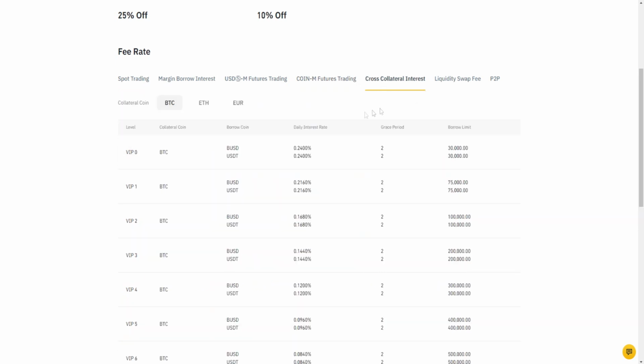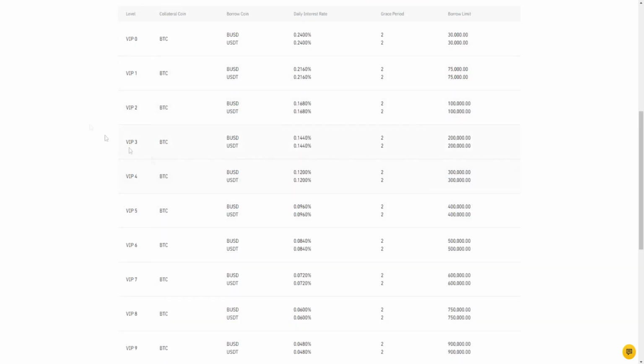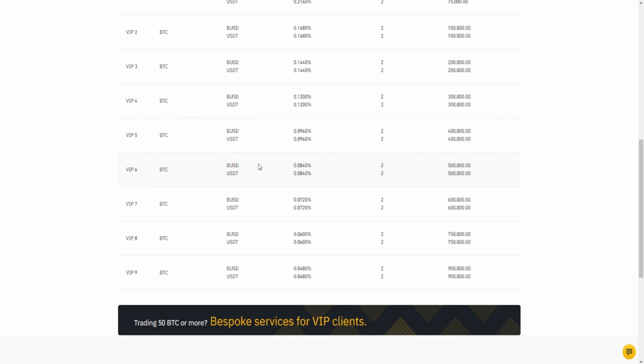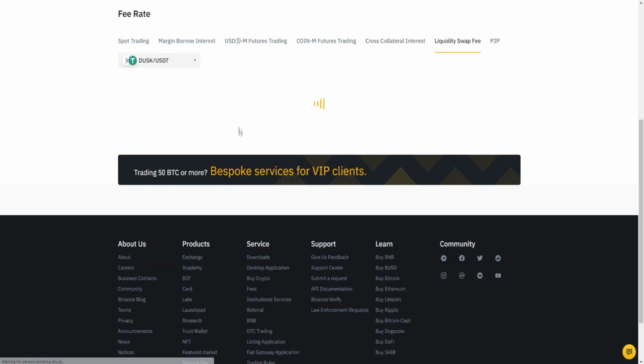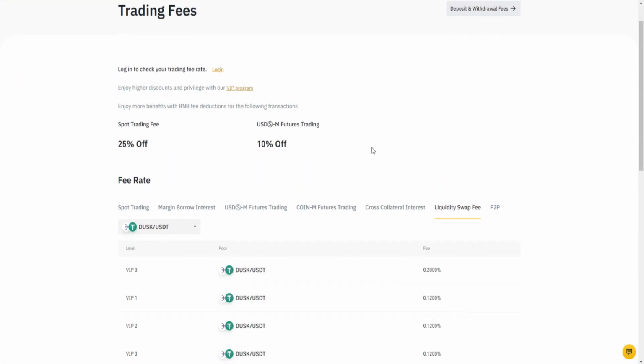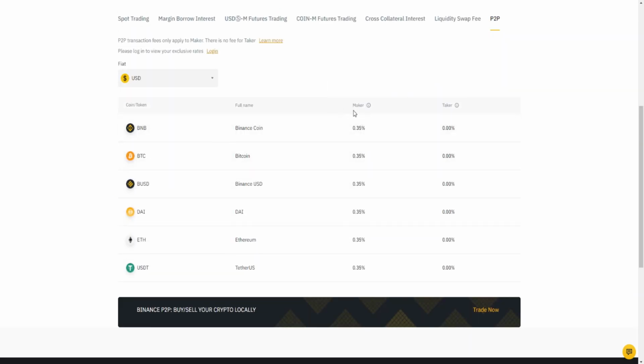We can go over here to cross collateral interest, and as you can see, we can see the daily interest rate, the coin you're going to borrow, the collateral coin, and the VIP levels, a very important part of it, as well as the grace period and borrow limit. You can see that these parts of the fees increase or decrease depending on what you want to do. There's also the liquidity swap fee, and these are the fees based on the VIP levels. If we go over here to P2P, these are the transaction fees for maker, a user who places an order that we already went over, and taker as well.